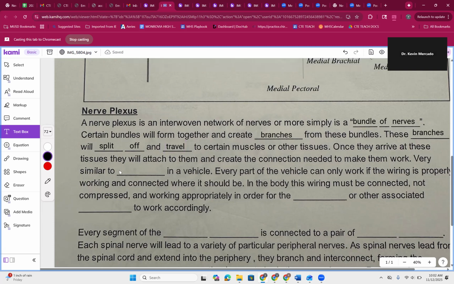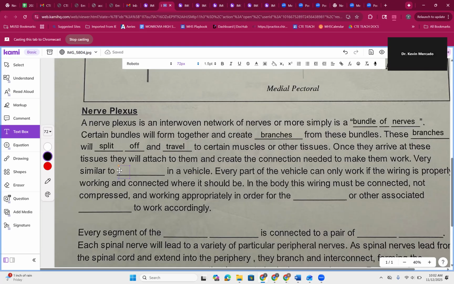Very similar to wiring in a vehicle. Every part of the vehicle can work if the wiring is properly working and connected where it should be. In the body, this wiring must be connected, not compressed, and working appropriately in order for the muscles or other associated tissues to work together.